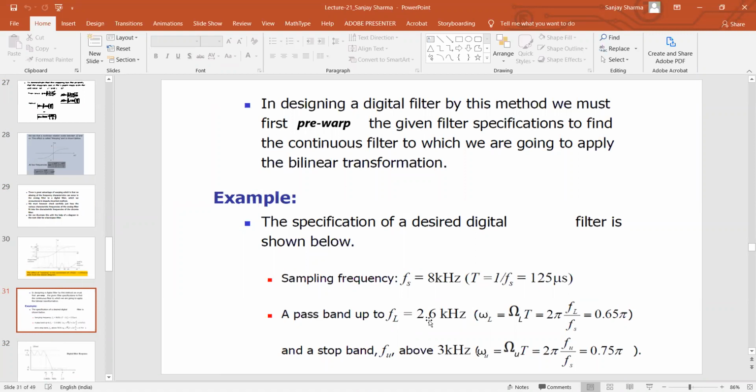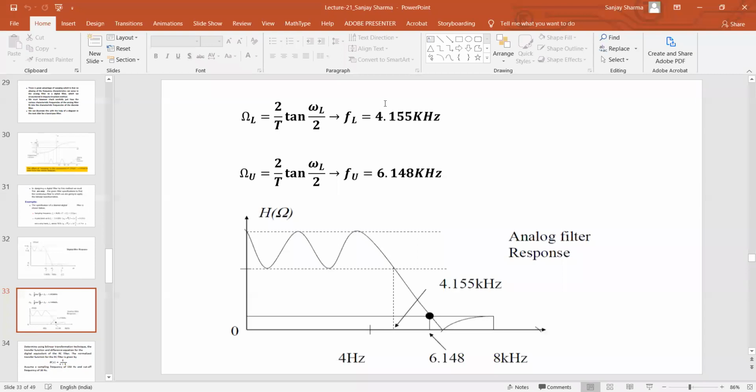2.6 kilohertz we want in the digital filter, but I cannot use the same specification to design the digital filter from the analog filter. I will have to increase the frequency in the analog domain. How to increase the frequency in the analog domain? I must use this formula because of the warping problem. I know that warping will happen, my frequencies will be squeezed. I must increase the frequency using this formula.